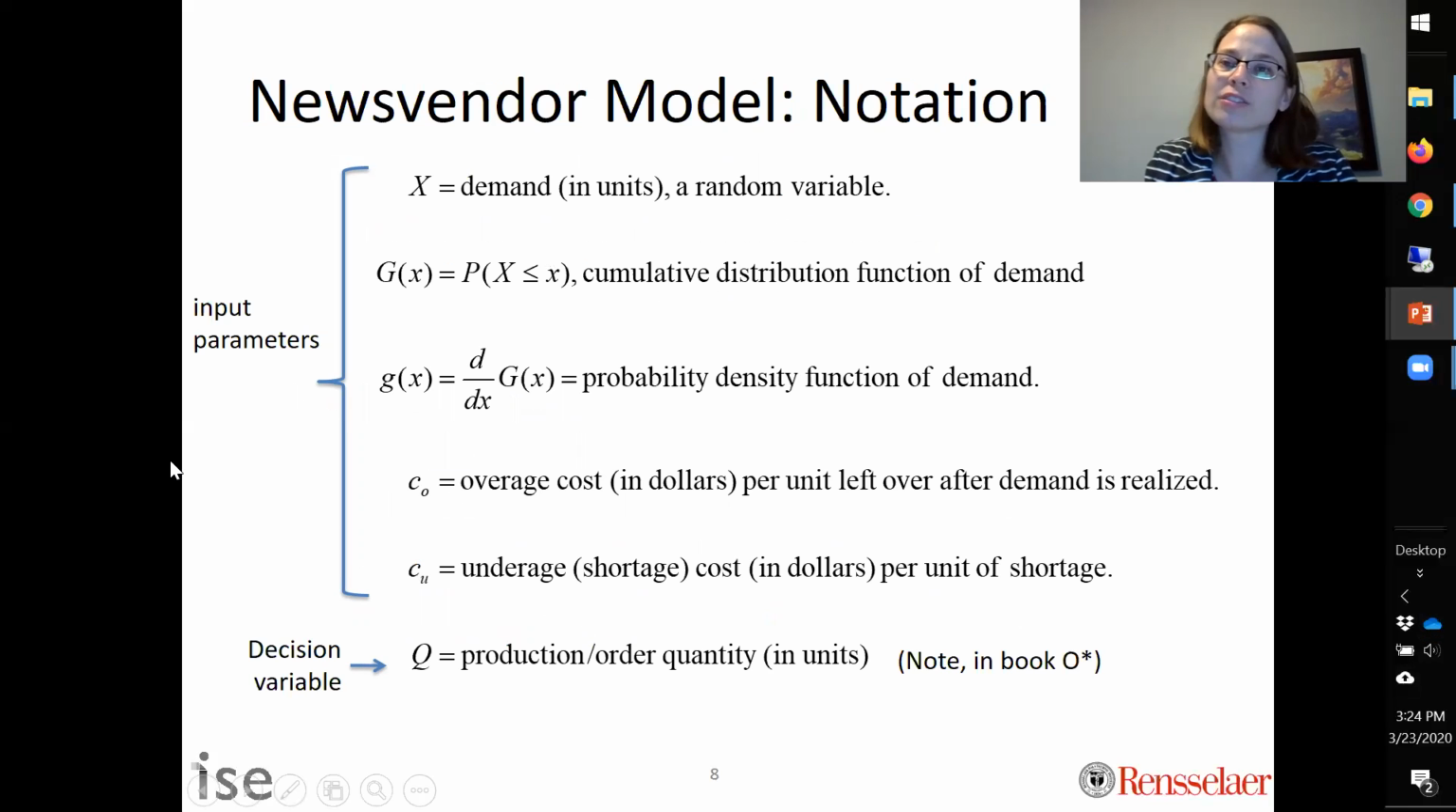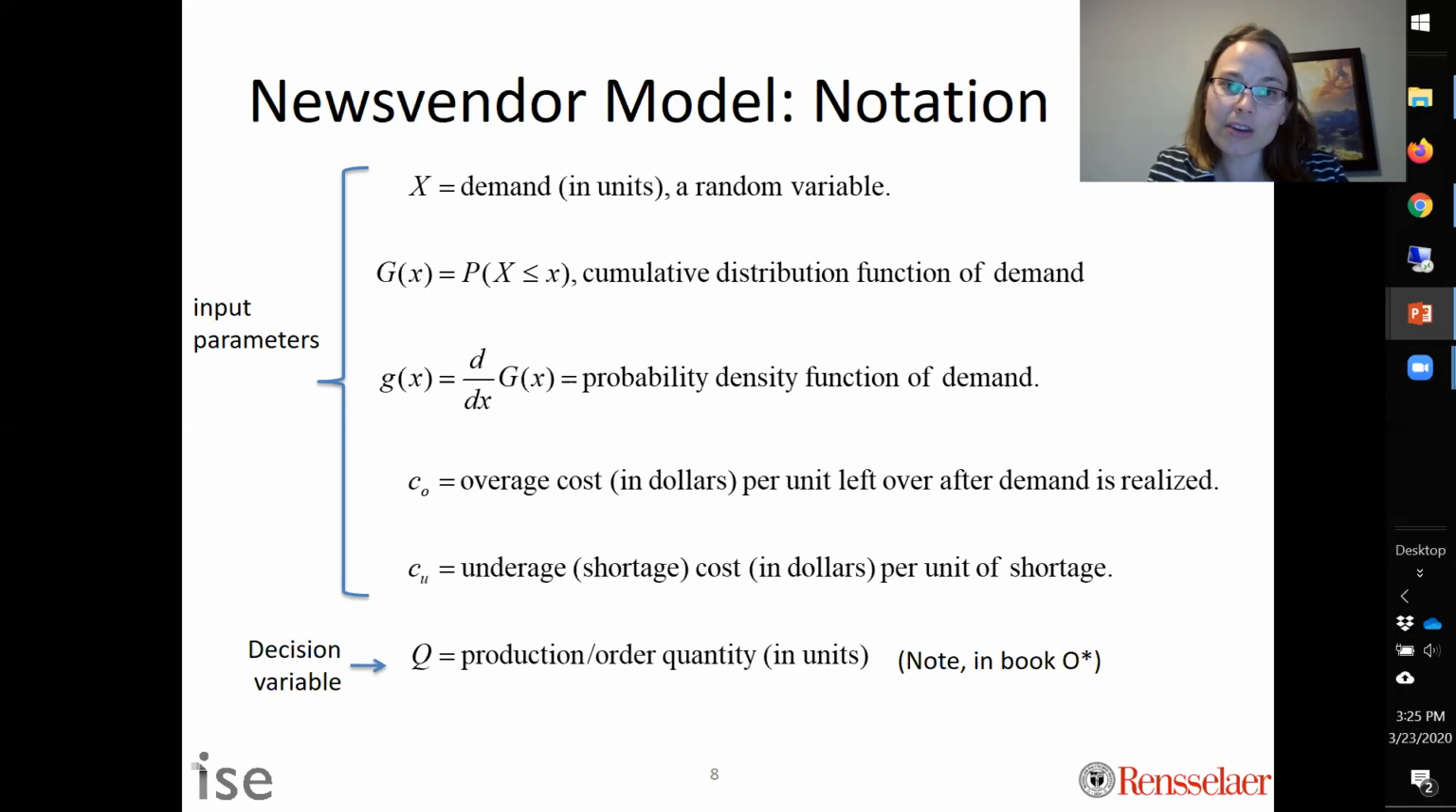So again, we need to know, here I'm going to use X, the demand in units, which again is a random variable. G of X is the cumulative distribution function of demand. So the Newsvendor model is an extremely versatile model. It works for any distribution function. We just need to know it. And so we'll do some examples with normal demand, but it's not the only thing you need. And remember, there's a relationship between the cumulative distribution function of demand and the probability density function of demand. If they're continuous, we would take the derivative to get from one to the other.